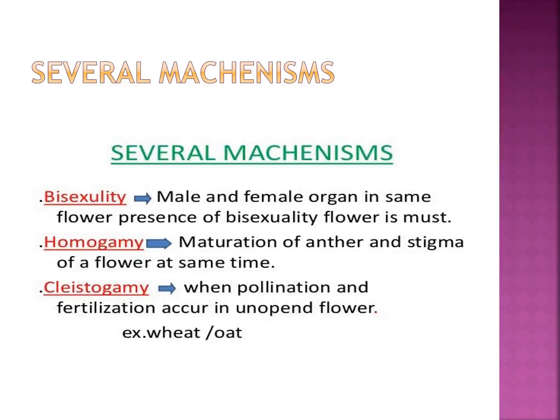Homogamy, the maturation of anther and stigma of the flower at the same time. Homo means same. And cleistogamy, when pollination and fertilization occur in an unopened flower. So underline the words unopened flower.